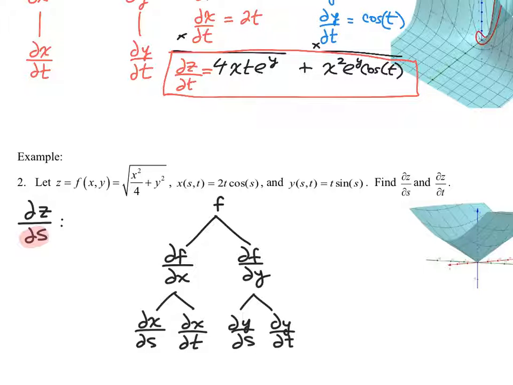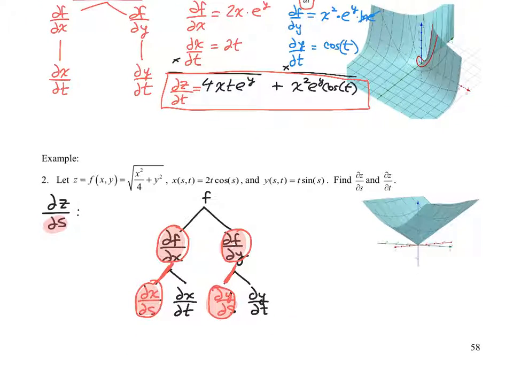So starting with my original function, I could take the partial with respect to x and then multiply that by the partial of x with respect to s. Or I could follow this other pathway and ultimately end up with an s. So these are the relevant pathways. So starting with this guy, following this branch, or I can go with this guy and follow this branch. But ultimately, it's telling me the things that I need in order to find partial z with respect to s.